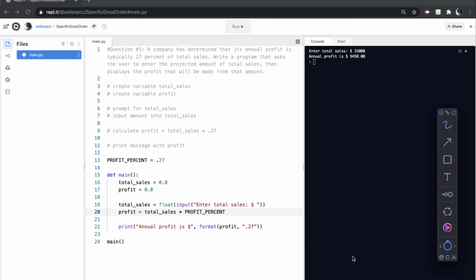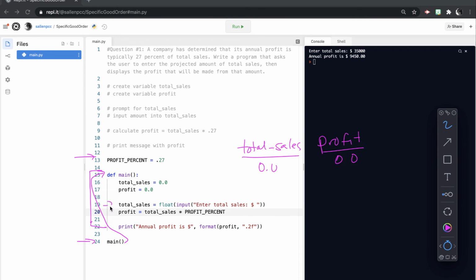And when I run this program, what happens is the constant is defined, and then this function is defined. And then I get to the call to main. So when I call main, what happens is execution goes up to the main function. And then line 16 is executed, which creates a variable total sales and puts a 0.0 in it. And then profit is created and it gets a 0.0.